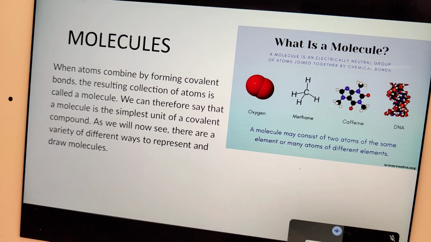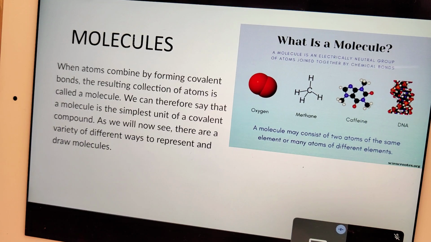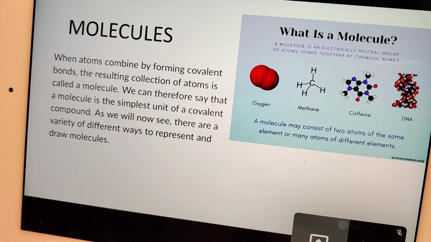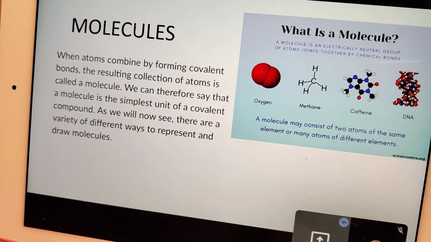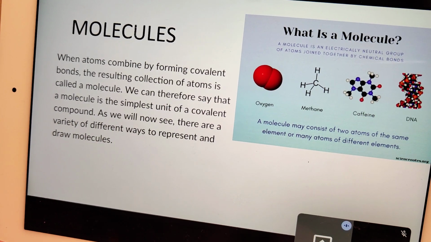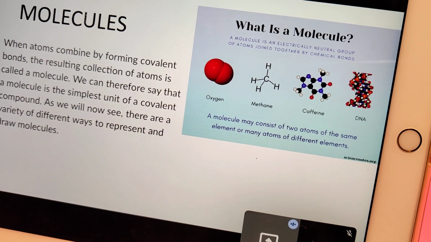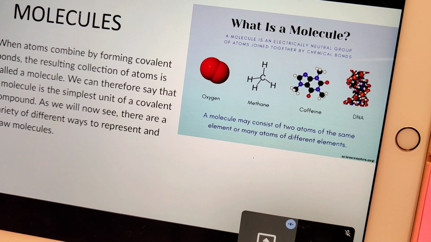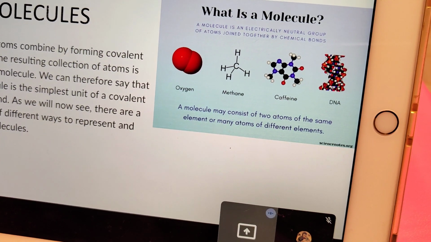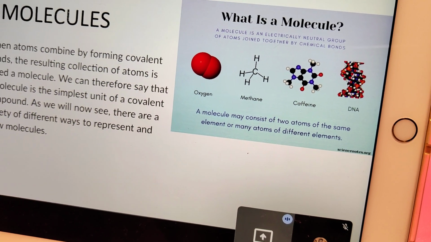When atoms combine by forming covalent bonds, the resulting collection of atoms is called a molecule. We can therefore say that a molecule is the simplest unit of a covalent compound. As we will now see, there are a variety of different ways to represent and draw molecules. What is a molecule? A molecule is an electrically neutral group of atoms joined together by chemical bonds. For example, oxygen, methane, caffeine, DNA. A molecule may consist of two atoms of the same element or many atoms of different elements.